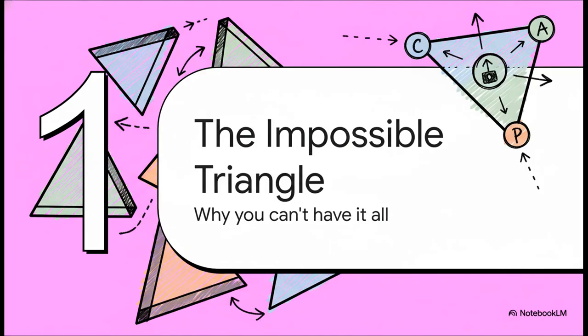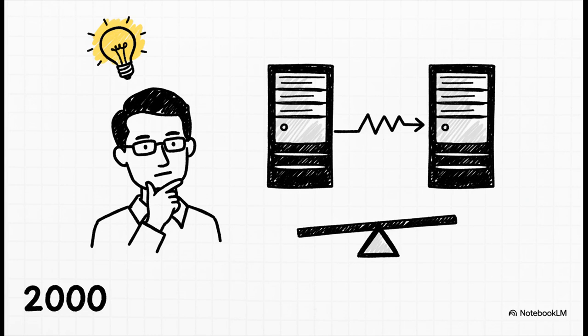All right, let's get right to the heart of it, this so-called impossible triangle, and why, in the world of big computer systems, you really can't have it all. So this whole idea goes back to the year 2000. A computer scientist named Eric Brewer was looking at this new wave of massive internet services, and he realized they all face the exact same fundamental limitation.